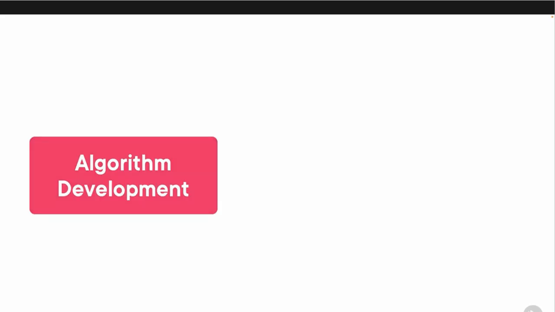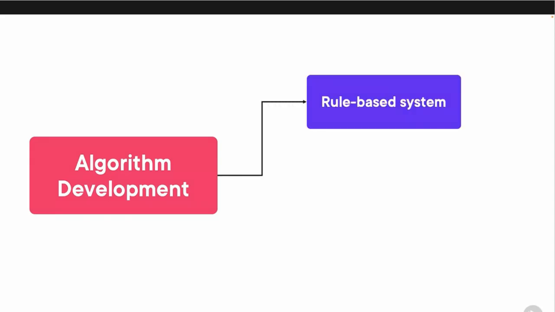Once the data has been pre-processed, an algorithm is developed to process it. There are many different natural language processing algorithms, but two main types are commonly used. One is a rule-based system. Rule-based systems rely on handcrafted grammatical rules that need to be created by experts in linguistics or knowledge engineers. This was the earliest approach to crafting NLP algorithms, and it's still used today.